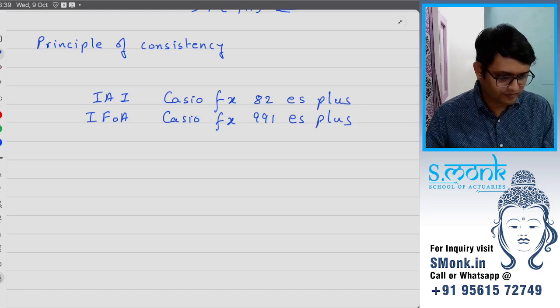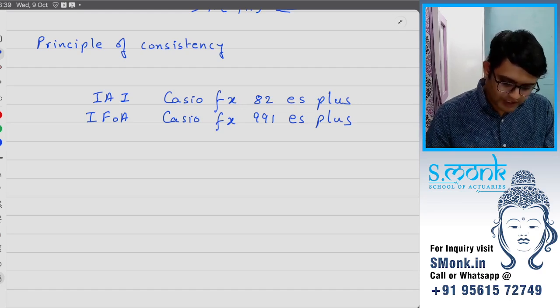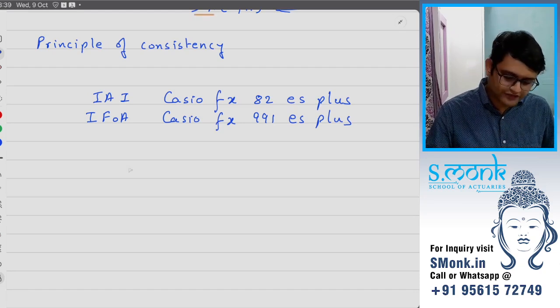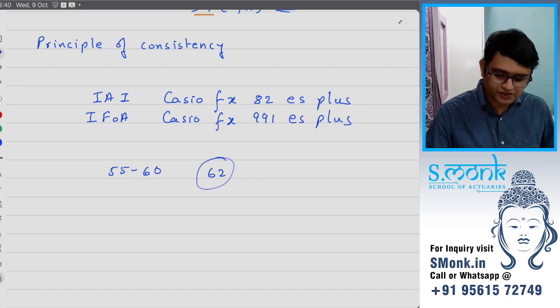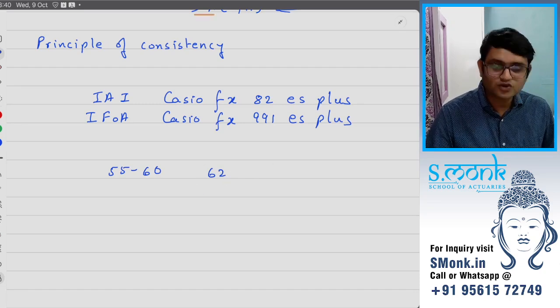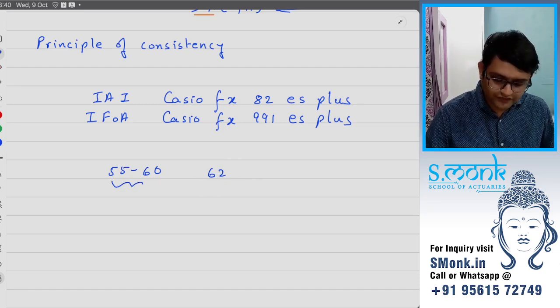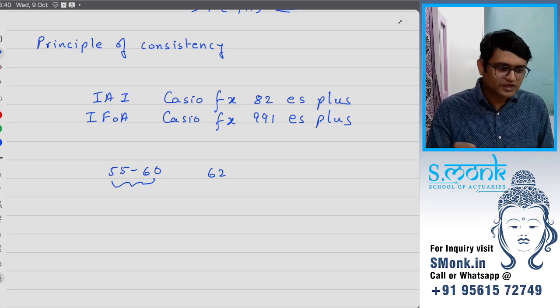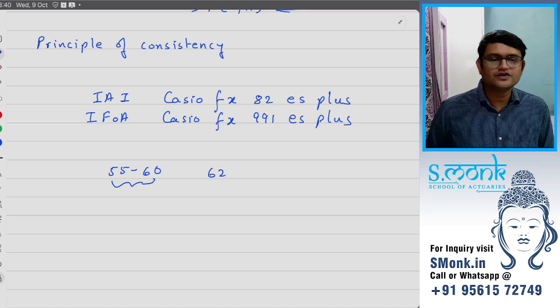Sir, what is the passing mark for IFOA? See, IFOA usually has a variable passing mark. So usually we say it is somewhere between 55 to 60. Sometimes it goes to 62. 62 has been the maximum, but it can go a little bit beyond also. But usually we find it is between 55 and 60. Okay, I am expecting it back in this range, 55 to 60, or maybe even less than 55.